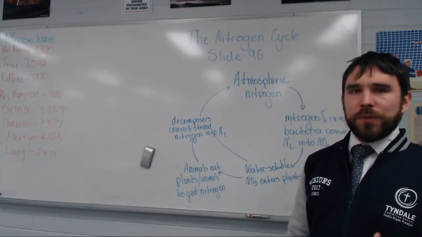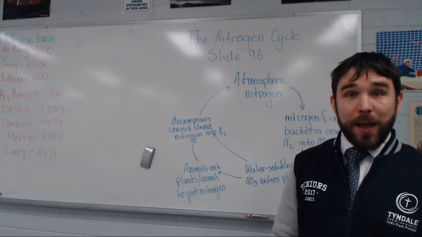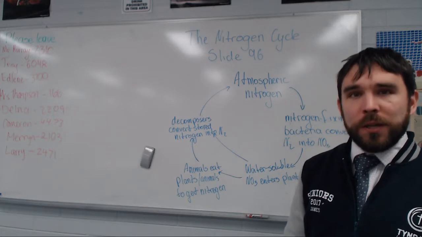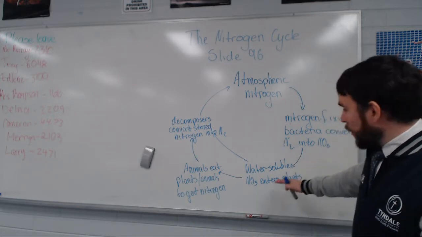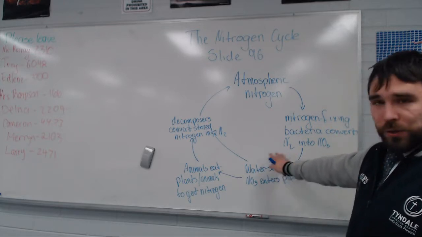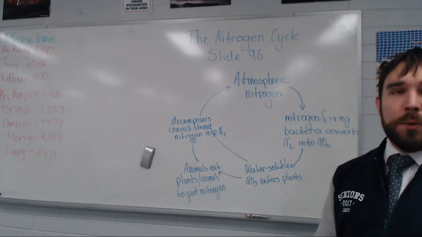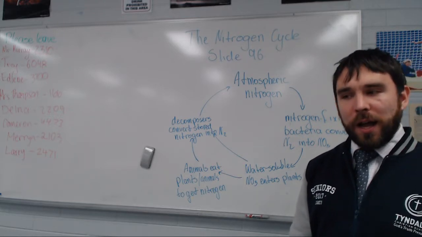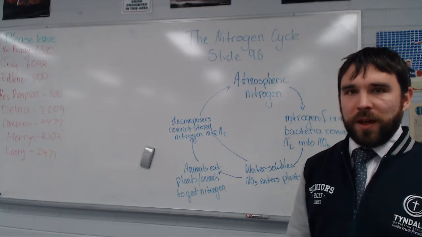However, what we're most interested in is how humans are modifying this pathway. The main reason they're doing so is to increase the rate of growth of plants. So as we can see in this step here, the water-soluble nitrates are able to enter into plants. So we use fertilizers that are high in these water-soluble nitrates to actually increase the rate of growth of our plants.